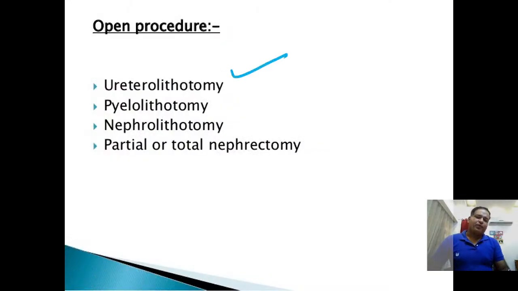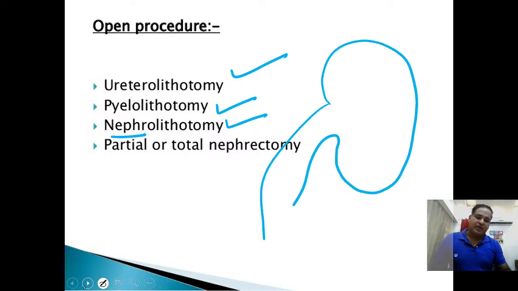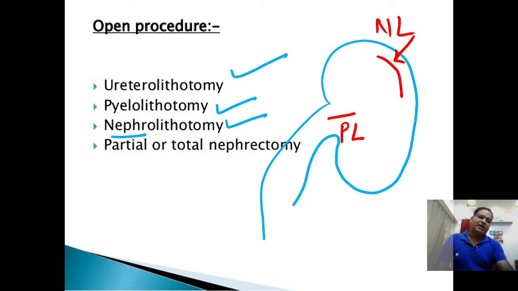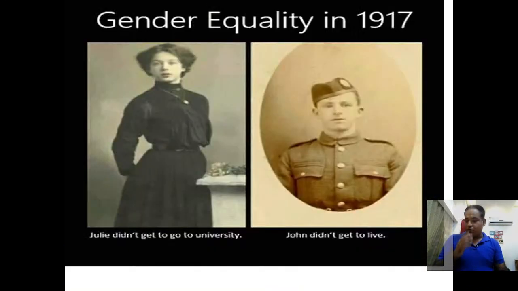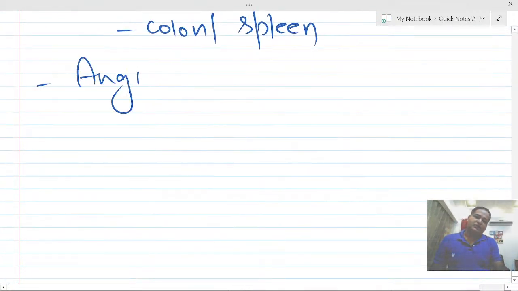Now, these are the open procedures. You can open the ureter surgically. You can open the renal pelvis. You can open the kidney substance also. That is called nephrolithotomy. So you see, if you give an incision over here in the renal pelvis, that will be pyelolithotomy. If you give an incision here in the renal substance, that will be nephrolithotomy.